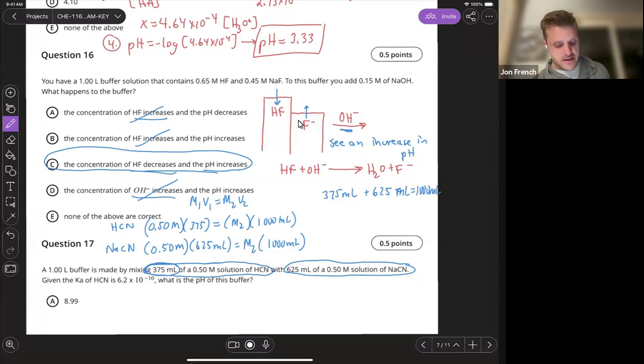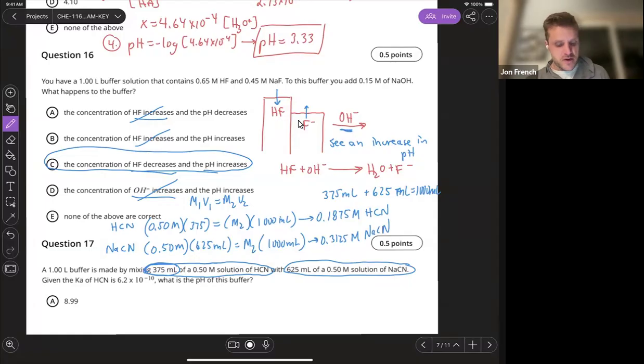So multiply, divide. So let's see, 0.5 times 375, divide that by 1,000. I get a concentration of 0.1875 for my acid, and then 0.5 times 625, I get 0.3125 for the conjugate base.